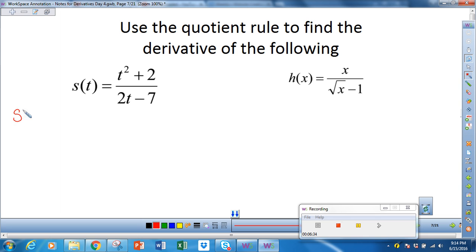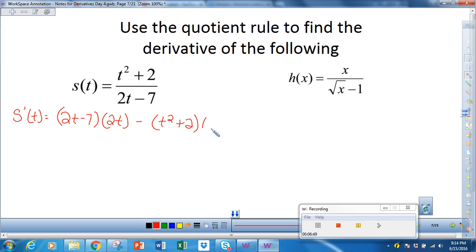So the derivative using our little mnemonic device is low times the derivative of the high, minus high times the derivative of the low, all over low squared. And you never ever want to waste time multiplying out that denominator. We could possibly simplify the numerator.